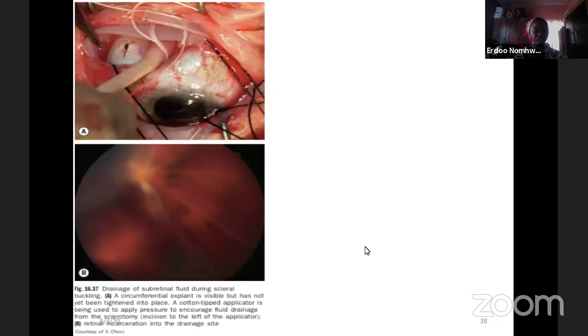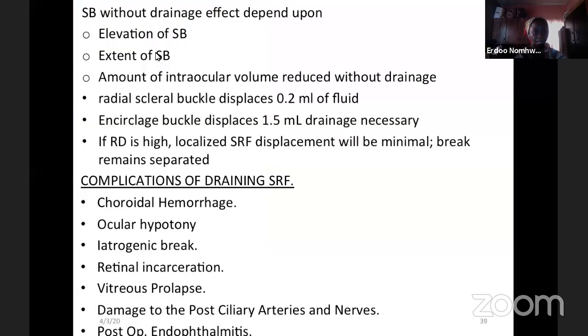So here we can see a picture of a subretinal fluid drainage that is being done under a scleral buckle. This is the scleral buckle. This is the radial sclerotomy that was made obliquely, and then they're using the cotton tip here to gently control the amount that is coming out. And then I don't know if it's VC, but if it was VC, they would gently milk it out.